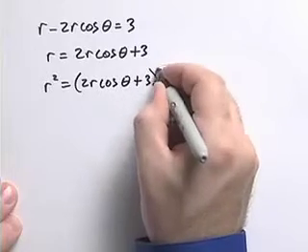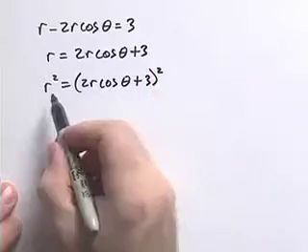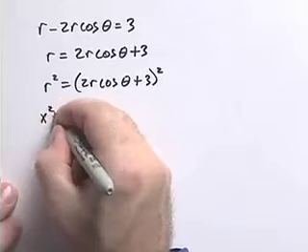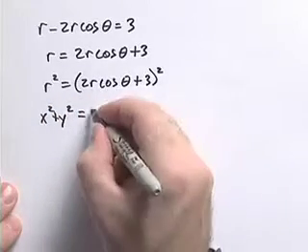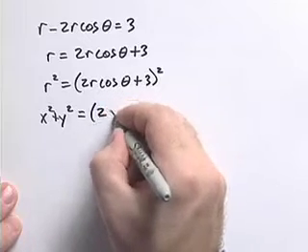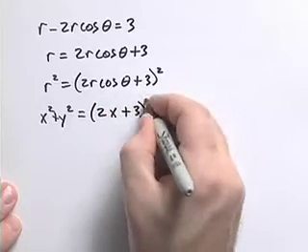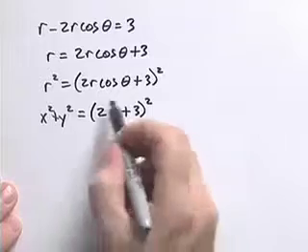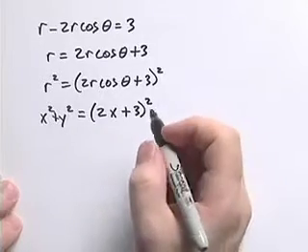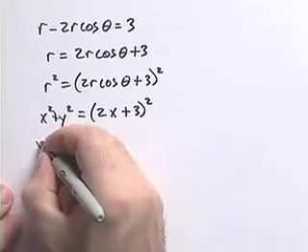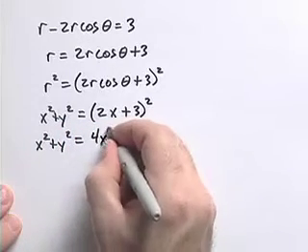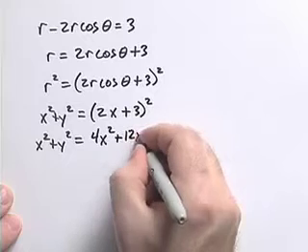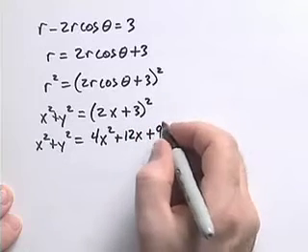plus 3 quantity squared. Remember that r squared was x squared plus y squared, and we had that r cosine theta was equal to x. So this gives us 2x plus 3 quantity squared. So now we're into the rectangular form, but we need to clean this up. This will give us x squared plus y squared equals 4x squared plus 12x plus 9.